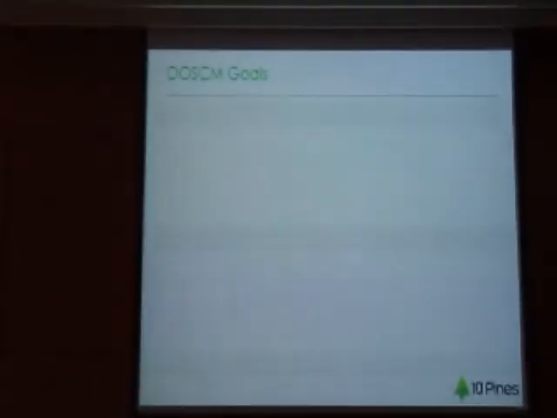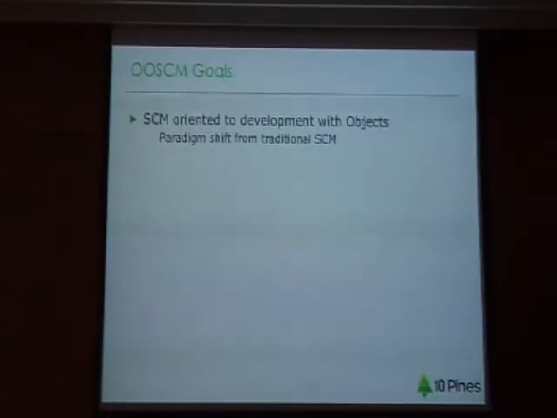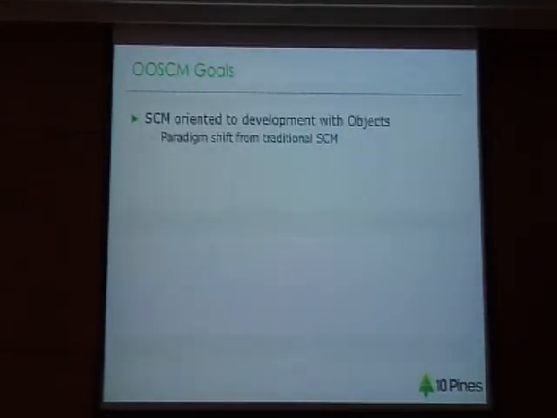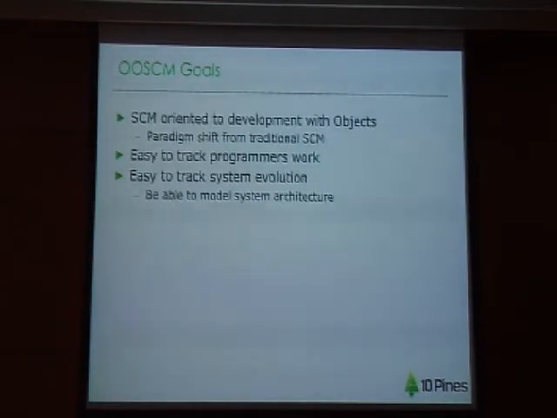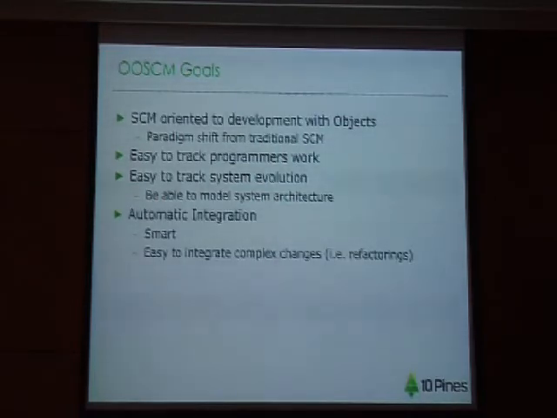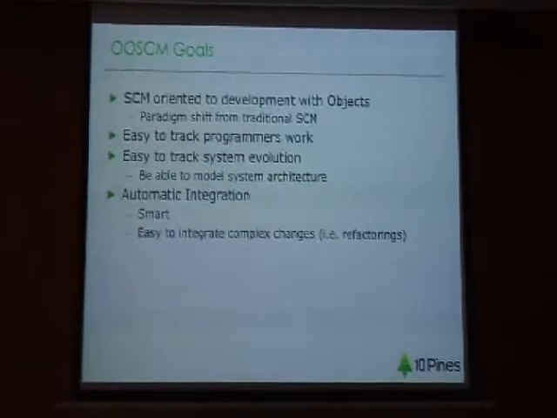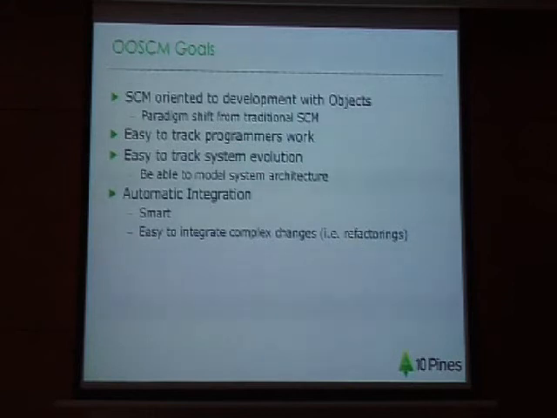So what are our goals? To have a software configuration management tool oriented to development with objects, not just archives, not just changes. Easy to track programmers' work, easy to track system evolution and architecture. We think the architecture of a system should be in the software configuration management tool. To have an automatic integration that is smart enough that the integrator doesn't always have to do something, and also to be able to integrate complex changes like refactorings that affect the whole system, the whole image.